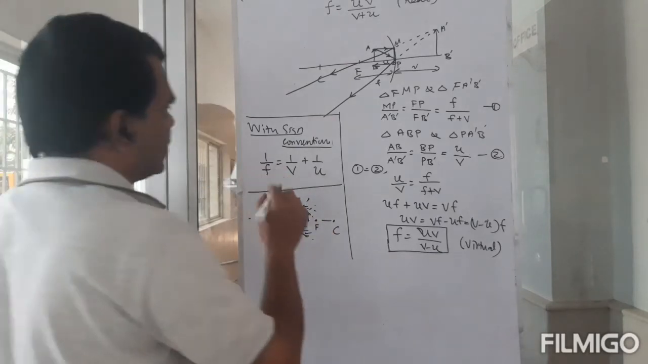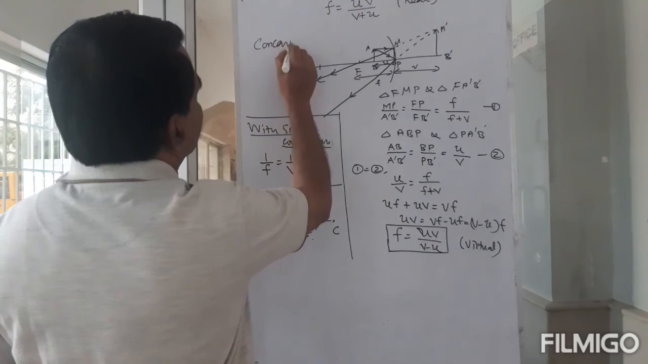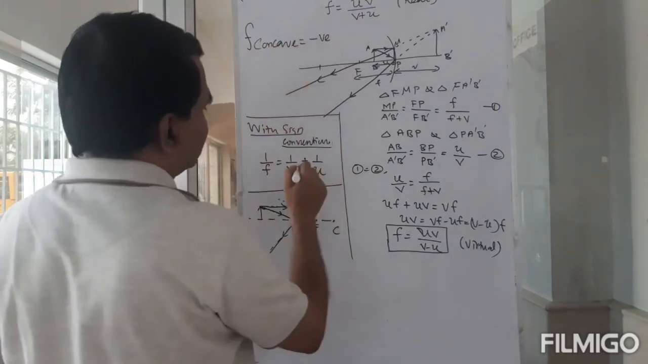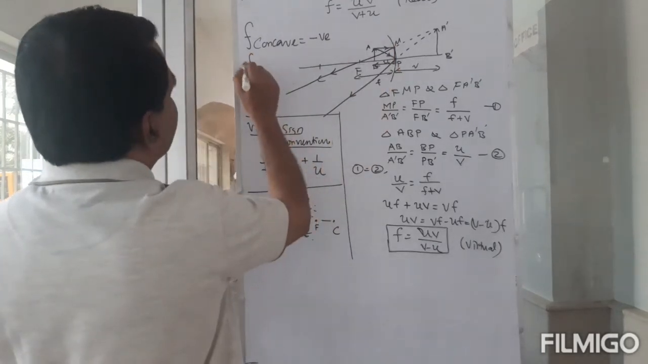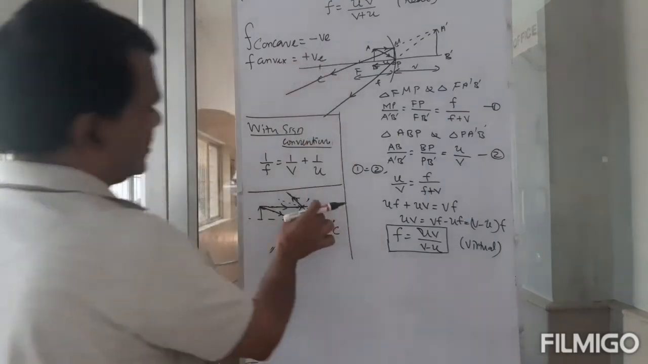So the focal length of a concave mirror, F concave, is going to be negative for this. F convex is going to be positive because it's here, it's on the other side.